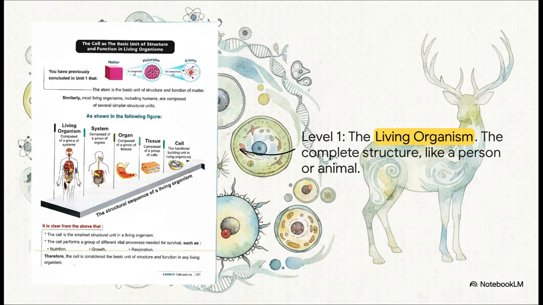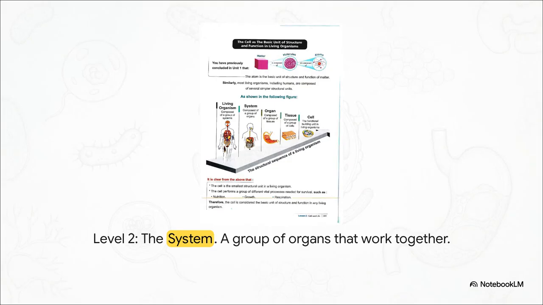First up, we're starting at the very top. The whole living thing. That could be a person, an animal, or a plant. It's the complete package with all its parts working together perfectly. All right, let's zoom in one level. What are we made of? We're made of systems. And a system is just a group of organs that all have the same job. Like your digestive system. Its job is to turn your lunch into energy.